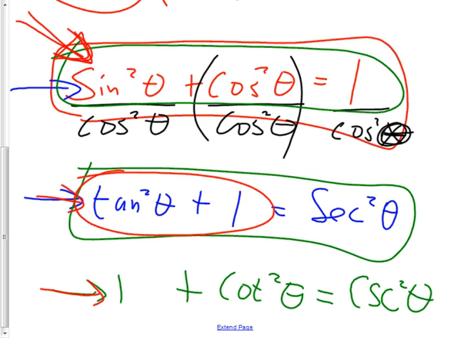Question? Yep. Yes, it does. If you start with things that are squared, you have to keep going with things that are squared. Yes.